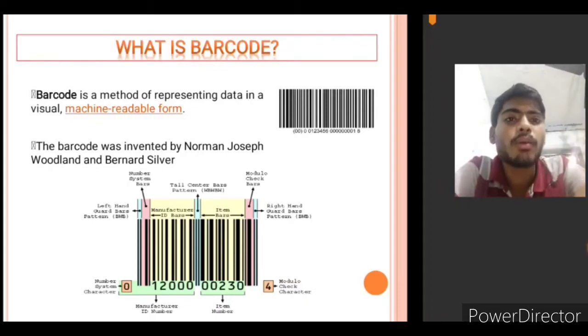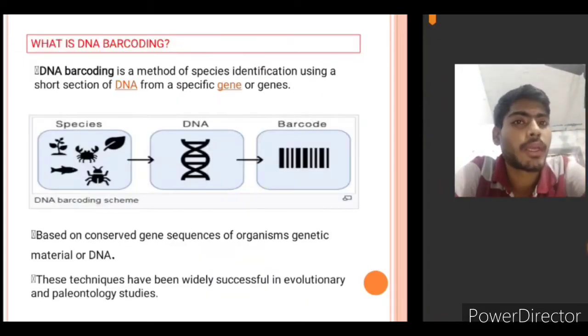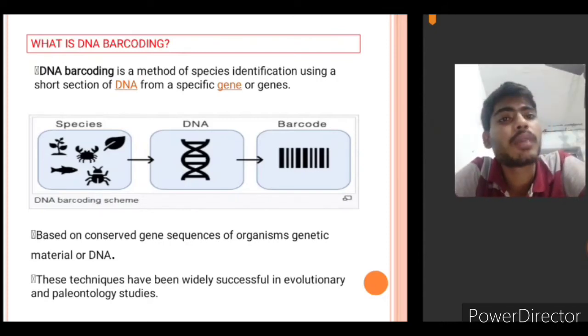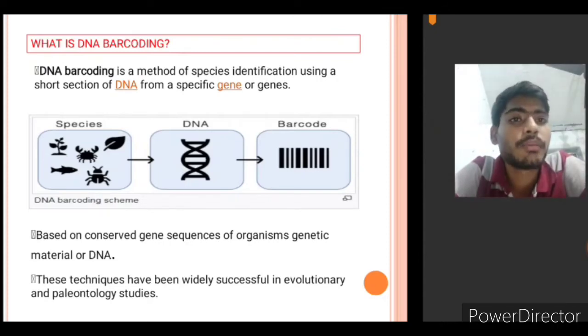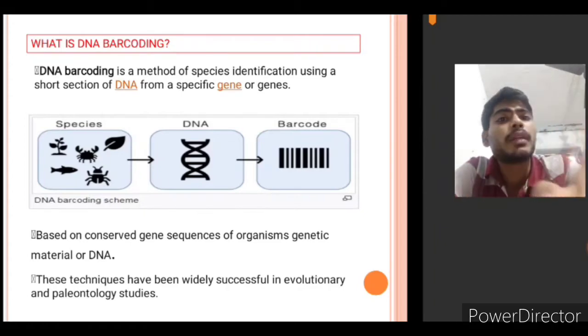Then we discuss what DNA barcoding is. DNA barcoding is a method of species identification using a short DNA section from a specific gene. DNA barcoding is mainly based on conserved gene sequences which have less intraspecific variation. Then we discuss the technique of DNA barcoding.